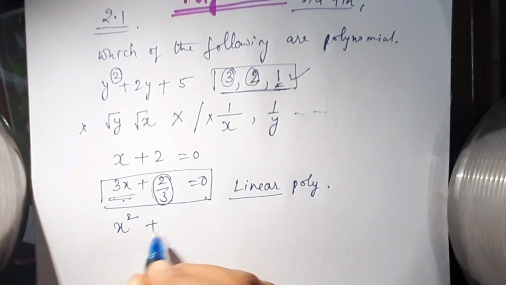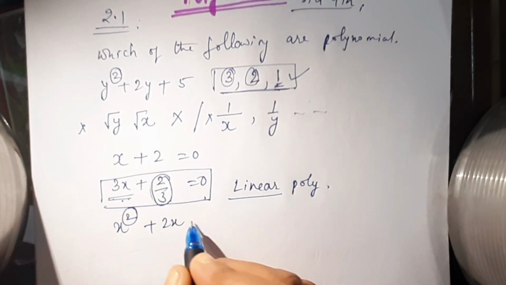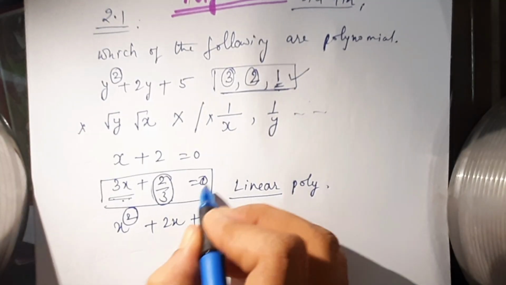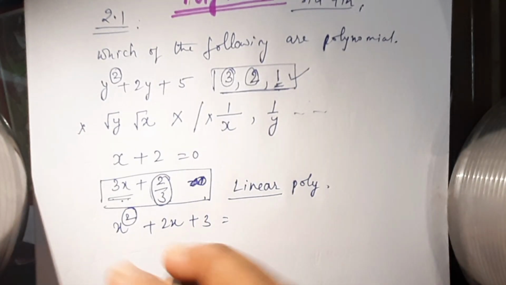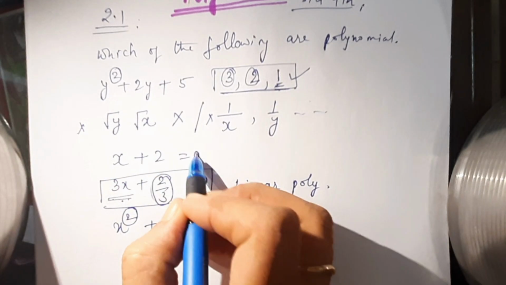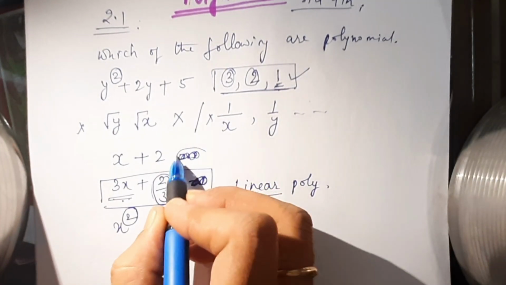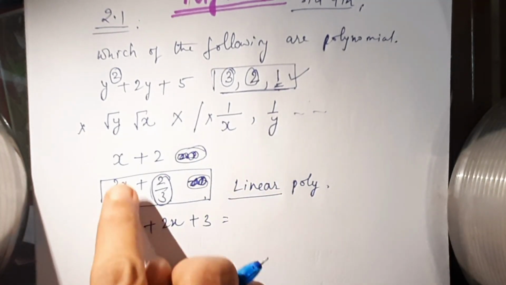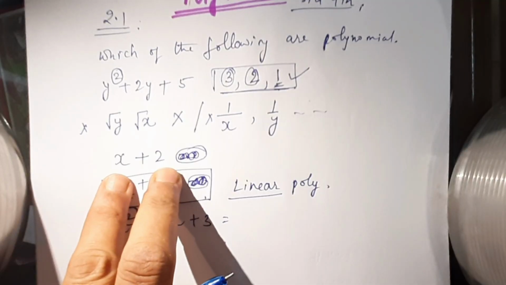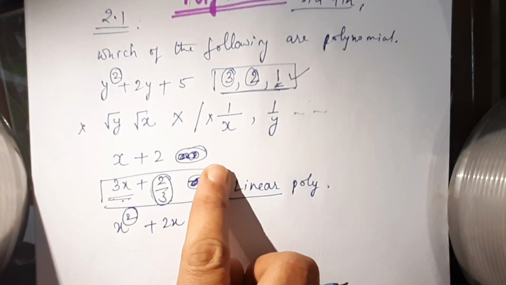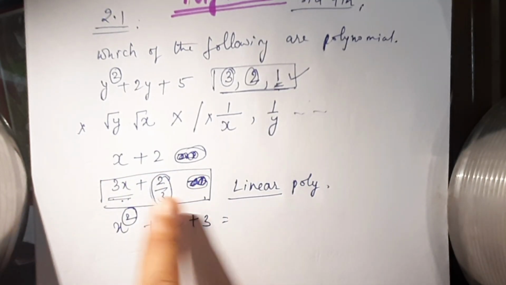If there is degree 2, here the highest power is 2, so this is degree 2. This is also a polynomial. One more condition: whenever an equation is a polynomial, we should not make it equal to 0. This is the most important condition which you need to remember. It should be only in expression form, there should not be any 0. If there is no 0, we call it a polynomial.